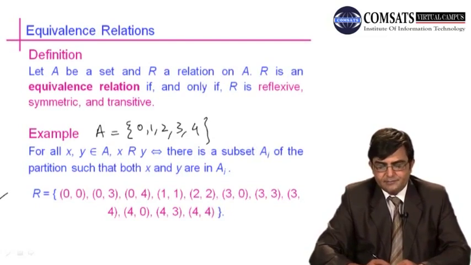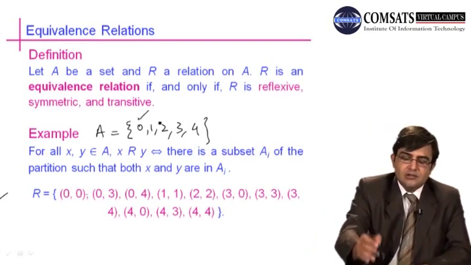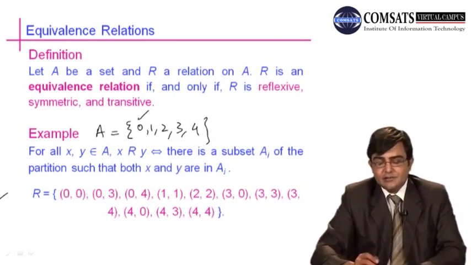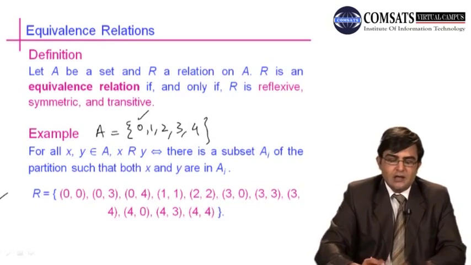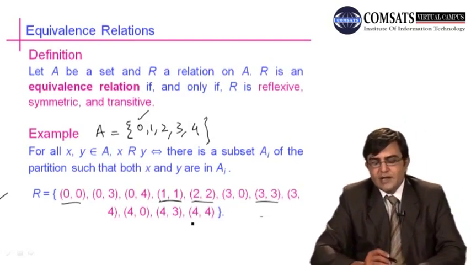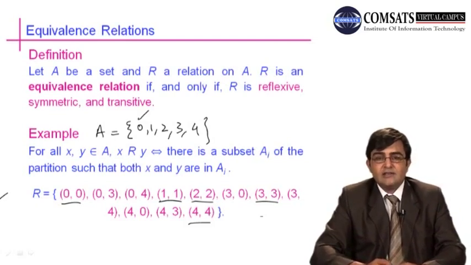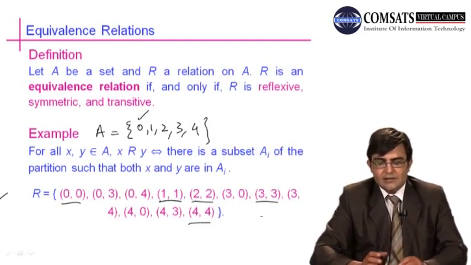A has 5 elements. Now, to check reflexivity, we check whether all these 5 elements are related to themselves: whether 0 is related to 0, 1 is related to 1, 2 is related to 2, 3 is related to 3, 4 is related to 4 or not. Now here we have (0,0), (1,1), (2,2), (3,3), (4,4). So every element is related to itself under the relation R. Therefore this relation R is reflexive, as we can also check by using the directed graph.